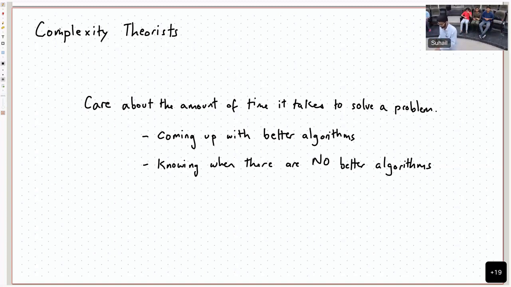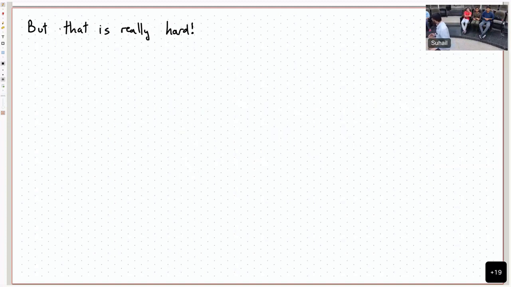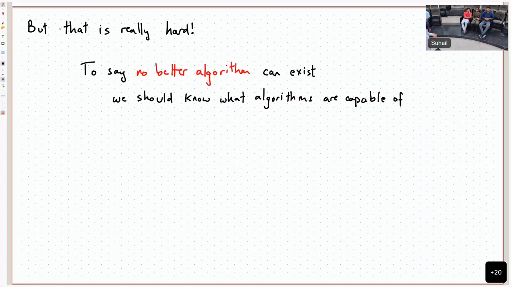There's only one problem with this interest. If you're interested in lower bounds, you will soon realize that lower bounds are really hard. And there's a very good reason for this. If you want to say that no better algorithm can exist for a certain problem, we should at least know what algorithms are capable of doing. If we don't know what algorithms can actually do, then how can we tell what they can't do?